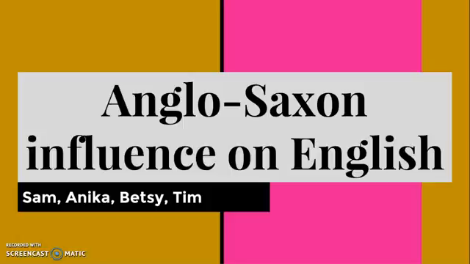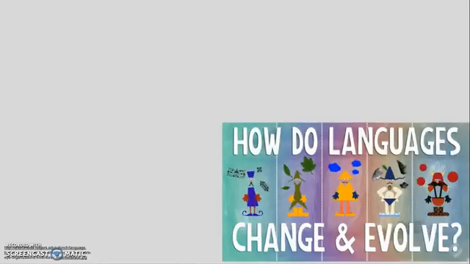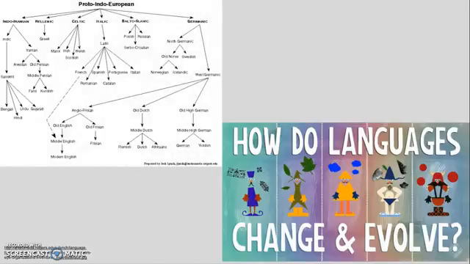Anglo-Saxon influence on English. Throughout the evolution of the English language, the grammar and vocabulary has been reshaped, influenced, and changed in many ways by many different groups of people. English has borrowed words from many different languages, for example, from the Anglo-Saxons.